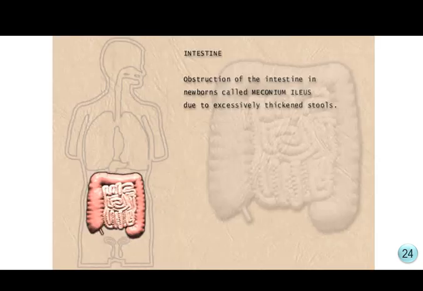For the intestine, obstruction of the intestine happens in newborns all the time. The baby is born with a lot of stool inside and has a problem passing it out. The condition is called meconium ileus. Because the stool is thickened, has a lot of mucus, and it's too hard for the newborn baby to pass out. Oh, I think I have a picture of that.